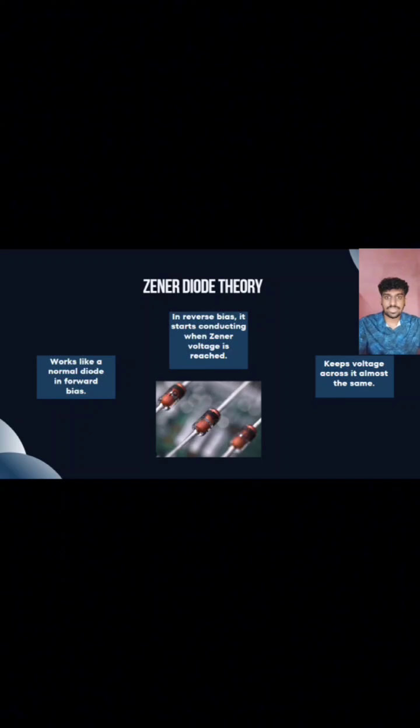Next, I would like to explain about Zener diode theory. In forward bias, it behaves like a regular diode, but in reverse bias, once the Zener diode voltage is reached, it conducts without damage. This property allows it to maintain a steady voltage even if the input varies.